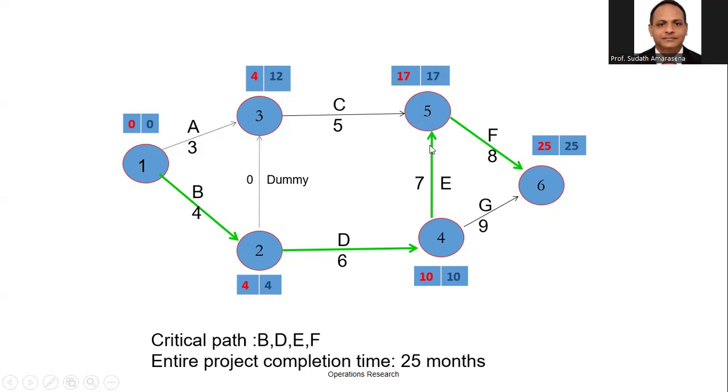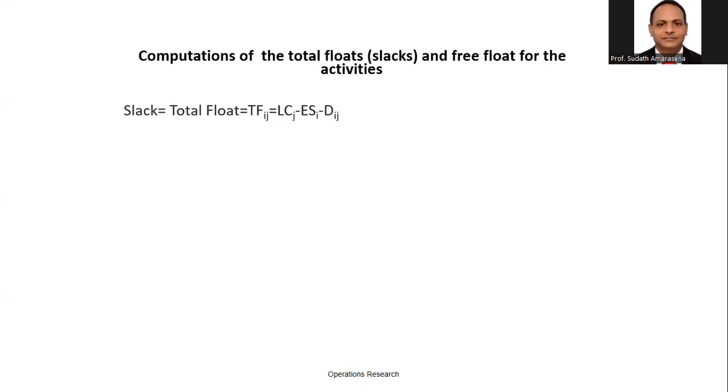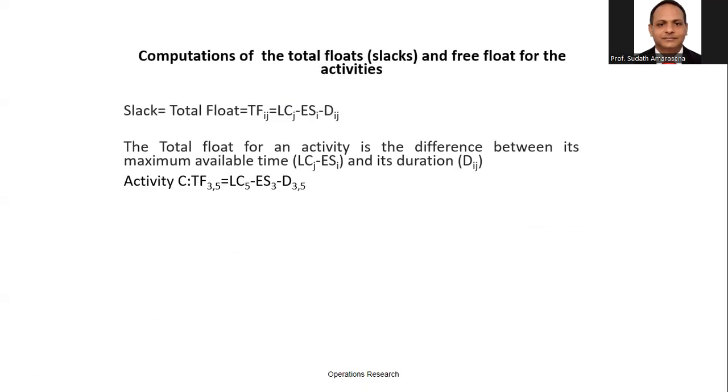E, 17, the blue color 17 minus red color 10, minus 7, 0. Likewise, you can see, I here calculated the activity C, answer is 8. Likewise, for any activity you can calculate the total float.